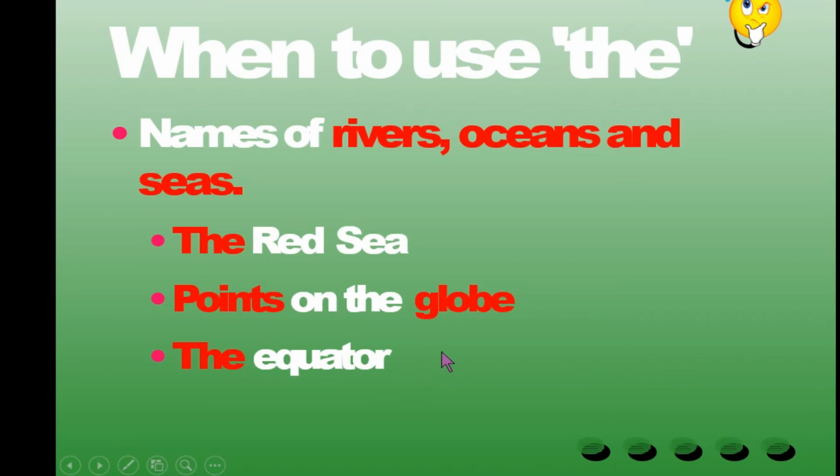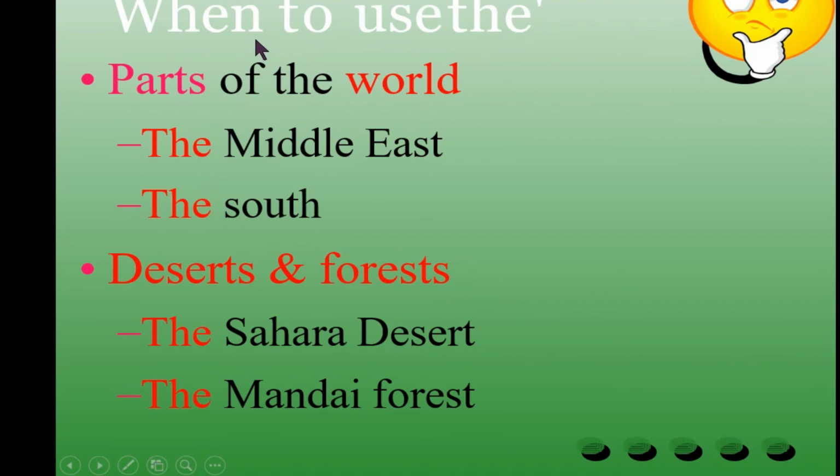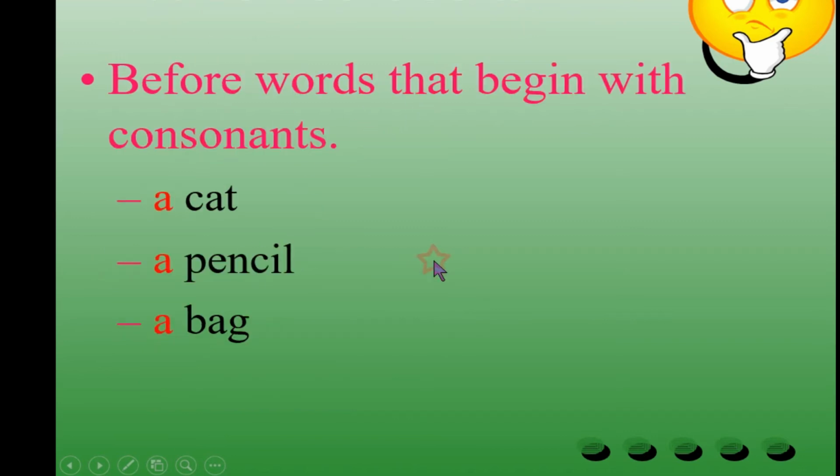The equator. Yeah, that's it. Then, when to use the: part of the world, the Middle East, the South, deserts and forests, the Sahara Desert, the Mandai Desert. So that is the for part of the world, and the desert and forest.